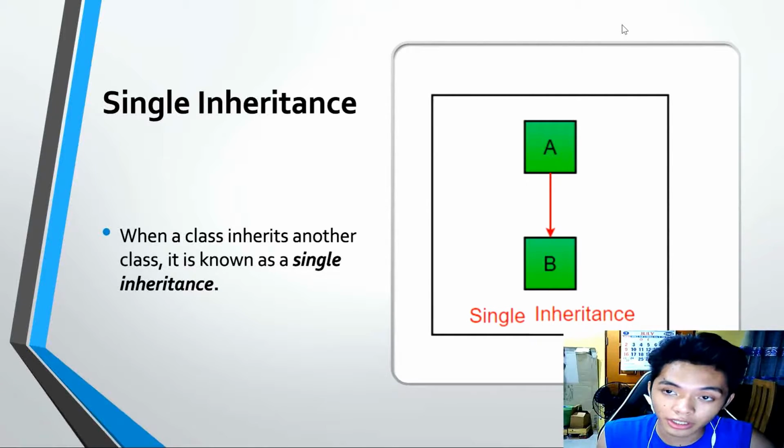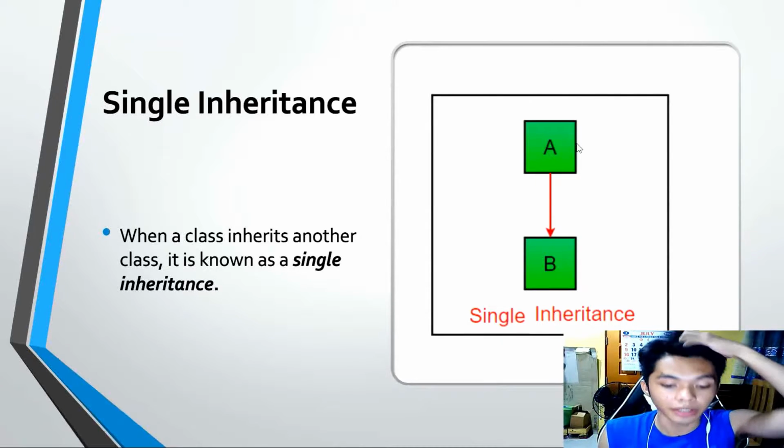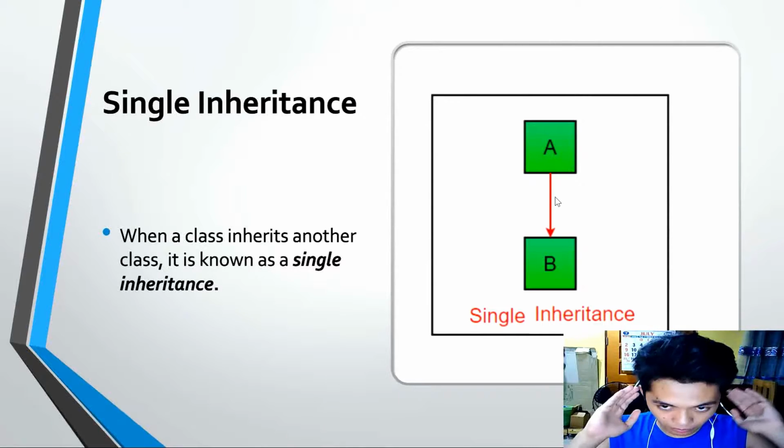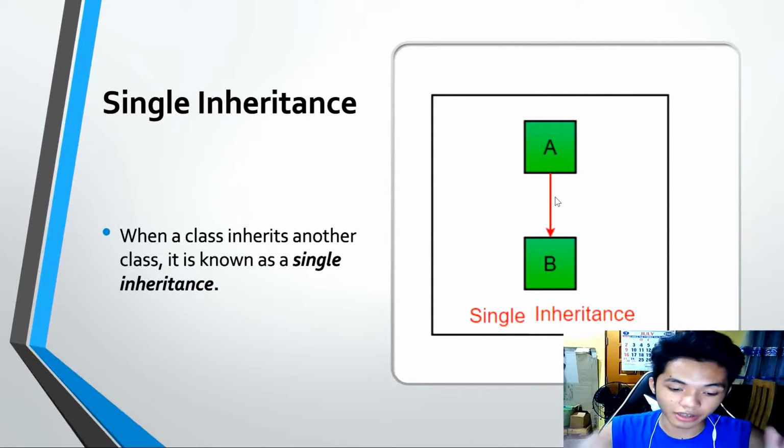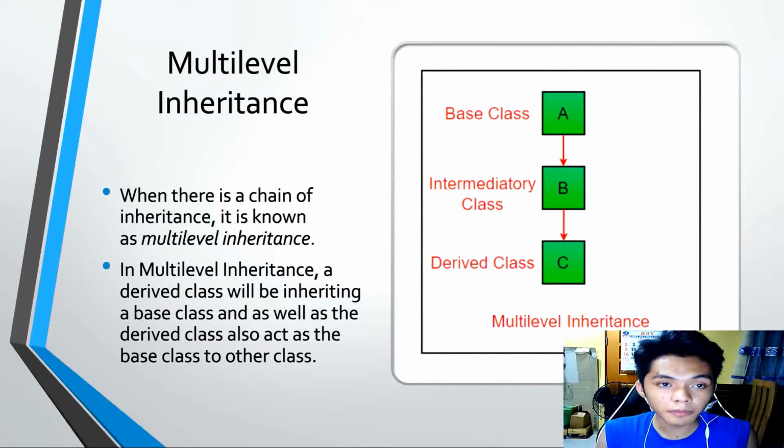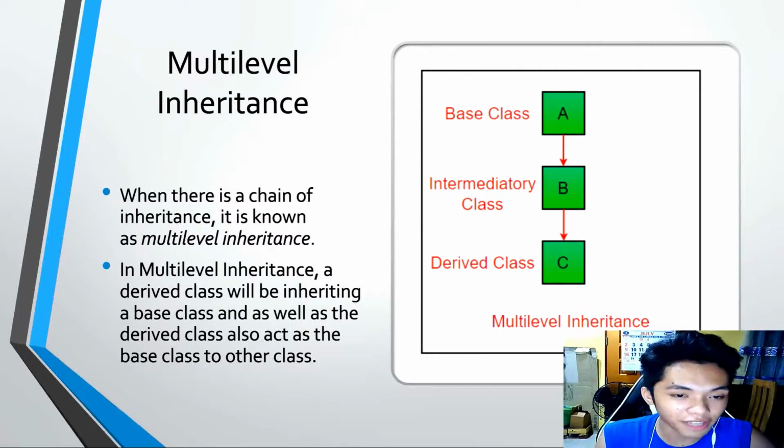So in this image here, class A serves as the base class for the derived class B. So next one is multi-level inheritance. When there is a chain of inheritance, it is known as multi-level inheritance.